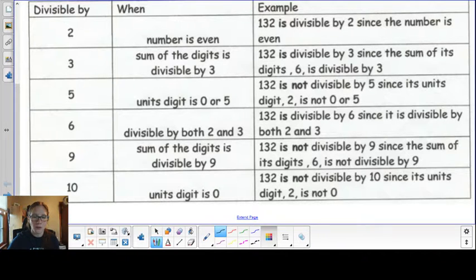We know something is divisible by 2 if it's even. So if the last number is even, since this last number is a 2 in 132, it is divisible by 2.